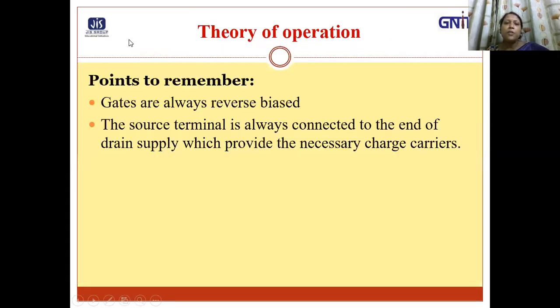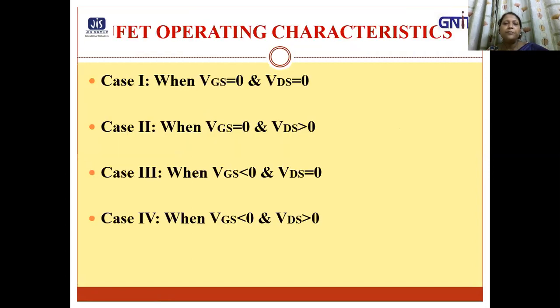So, theory of operation, points to remember: the gate is always reverse biased. The source terminal is always connected to the end of the drain supply, which provides the necessary charge carriers. So here we will study the operating characteristics of JFET. There are 4 cases: case 1, case 2, case 3, case 4.